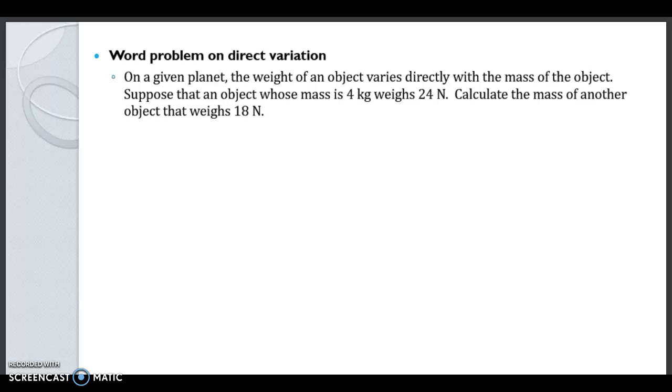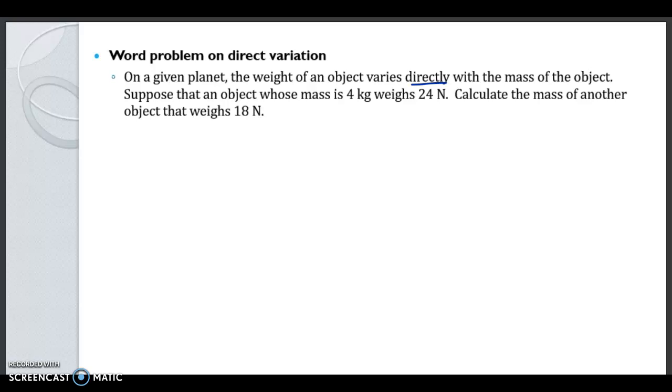So this problem states, on a given planet, the weight of an object varies directly with the mass of an object. Suppose that the object whose mass is 4 kilograms weighs 24 newtons. Calculate the mass of another object that weighs 18 newtons. So let's take this one sentence at a time.